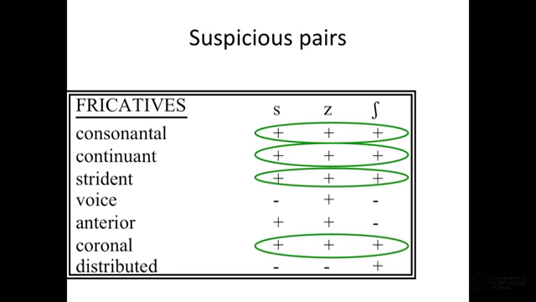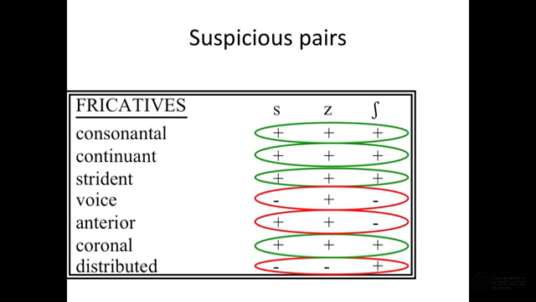So, how do they differ? In terms of place, s and z share features with each other that they do not share with sh. That is, s and z are both plus anterior and minus distributed, whereas sh is minus anterior and plus distributed. S and z differ in only one feature, that of voice, which s shares with sh as both are minus voice.